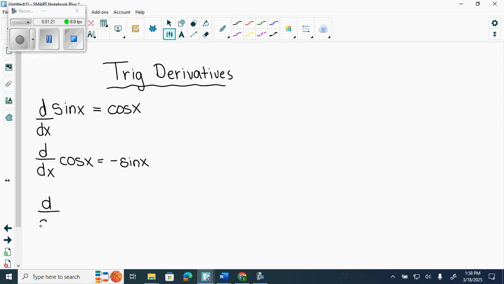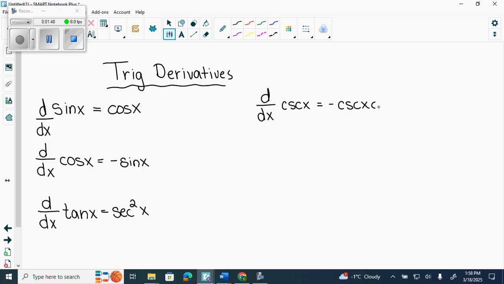The derivative of tan x equals secant squared x. Once again, it's positive, because tan does not start with a c. Then the derivative of cosecant x equals negative cosecant x cotan x.